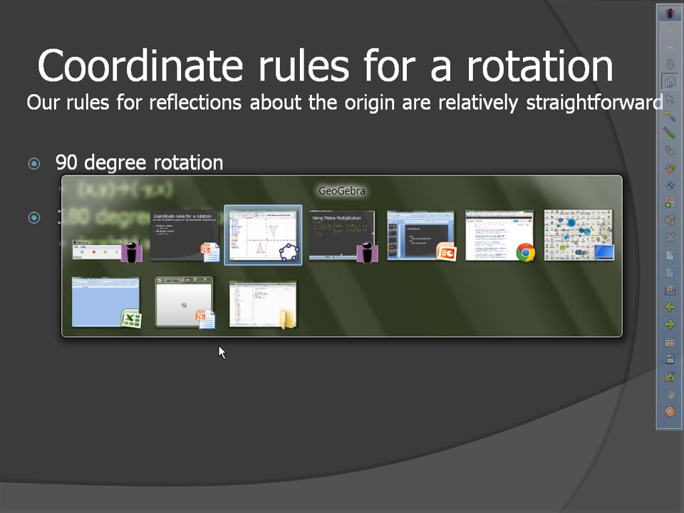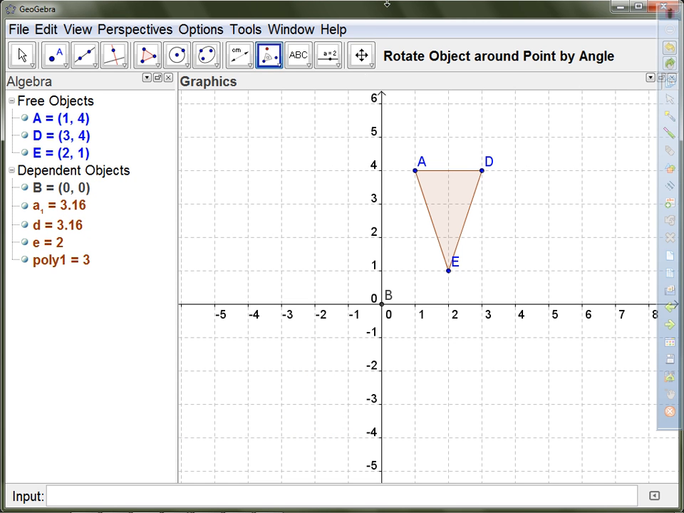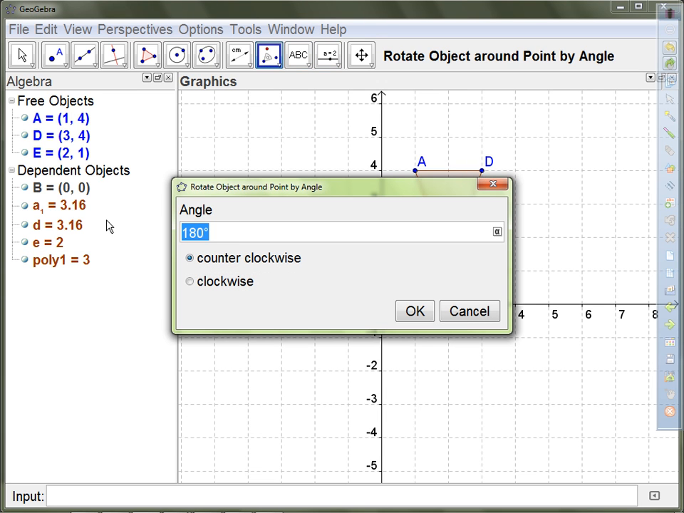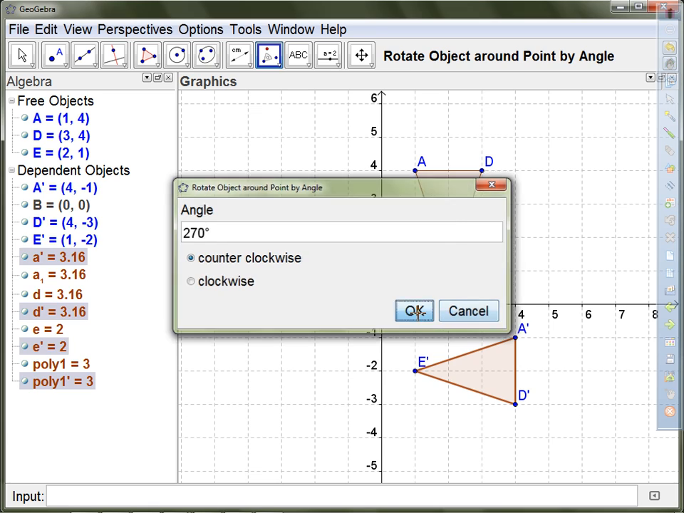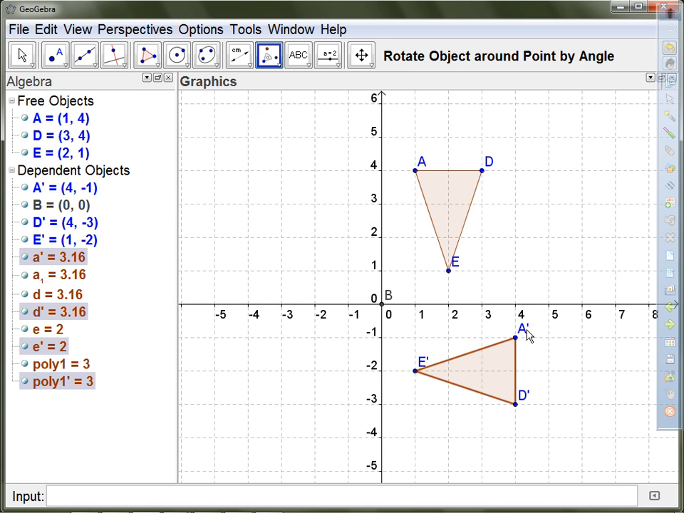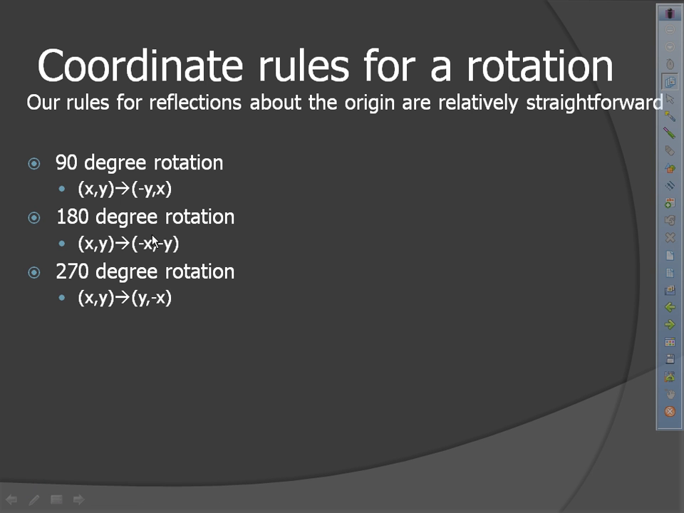And then let's look, we've got one last one, 270. Okay. And we can kind of think that this is where this is going to go. Obviously, 270 degrees, we've taken the object and rotated it all the way around. We had 1, 4, and we now have 4, negative 1. 3, 4, 4, negative 3. 2, 1 is now 1, negative 2. What happened? The coordinates split and the Y's became negative. Excellent. Very good. So, we have that.